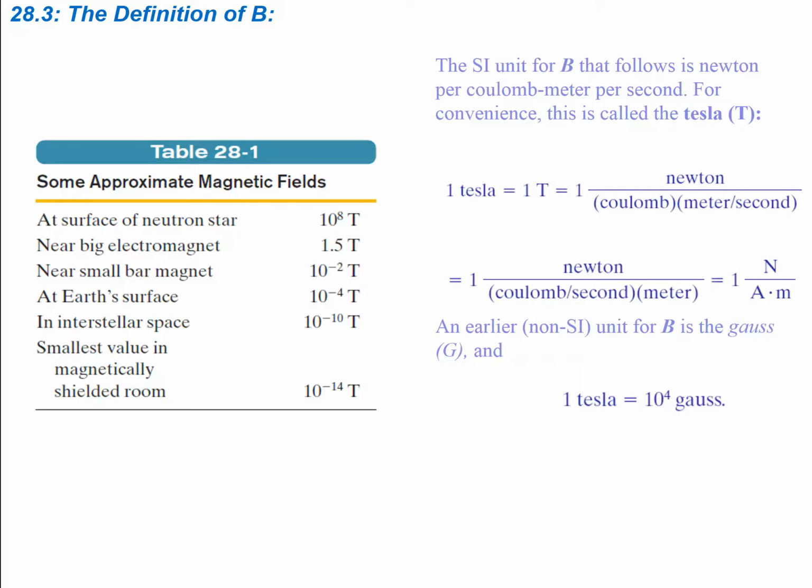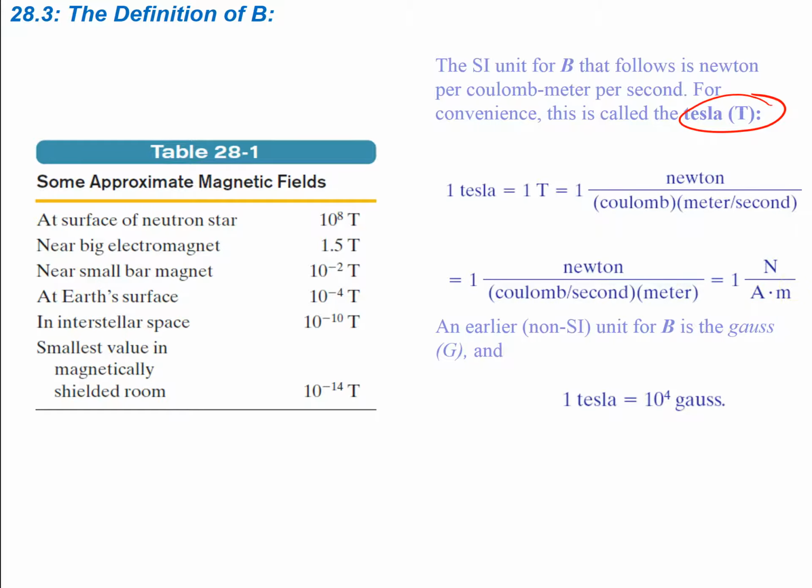All right, so the definition of B again. The SI unit for B, or the magnetic field, is going to be the Newton per Coulomb meters per second. We're going to call this a Tesla for short, capital T. So 1 Tesla is 1 Newton divided by Coulomb times meters per second. You can also think of it as a Coulomb per second times meters, so that would be a Newton per current, or an amp times meter.